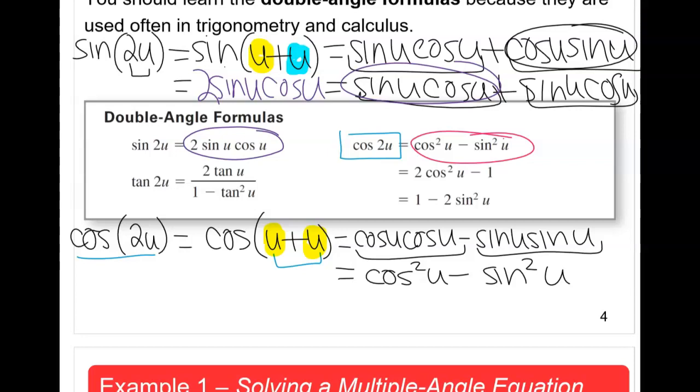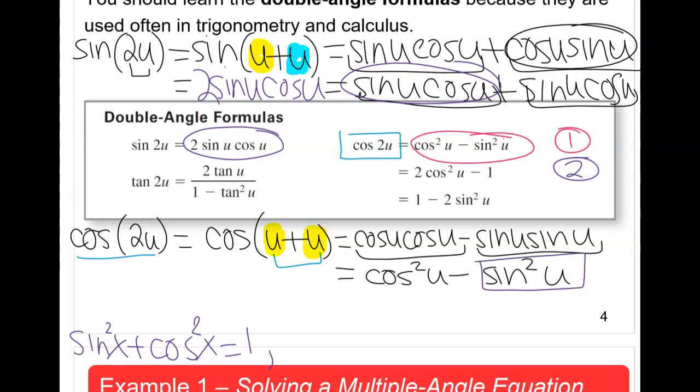Now that is, I guess we could call it, variation number one. Now let's see how we can get the next two. To get the second one, we could use the main Pythagorean identity, sine square x plus cosine square x is equal to 1.